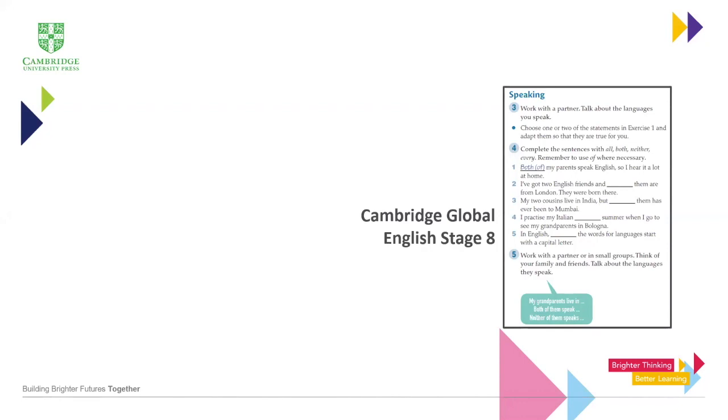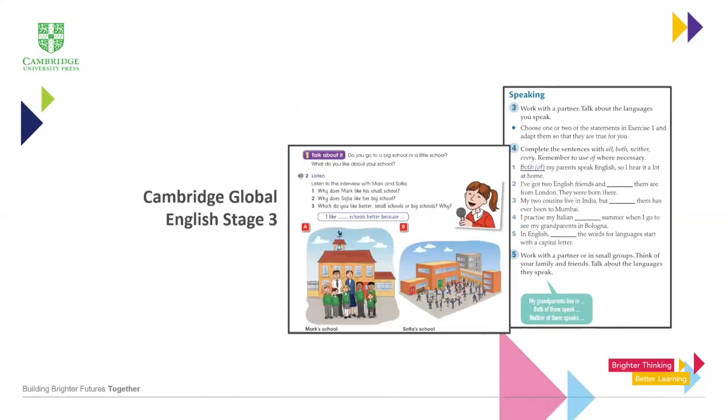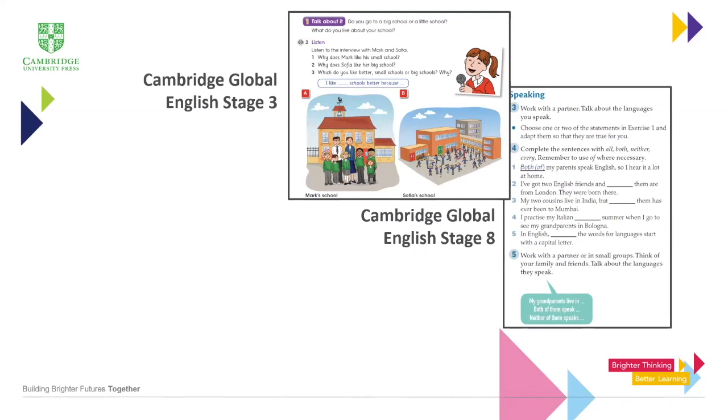Let's go to a much lower stage, stage 3. This is from Cambridge Global English stage 3. And you'll see this one has got lots of pictures in it. A great way to support students, make them feel comfortable about what they're doing. And you'll notice at the top, it actually doesn't even use the word speaking. It says talk about it. Do you go to a big school or a little school? What do you like about it?